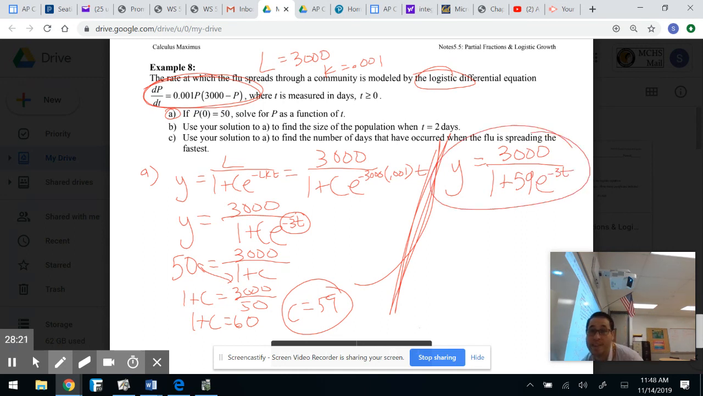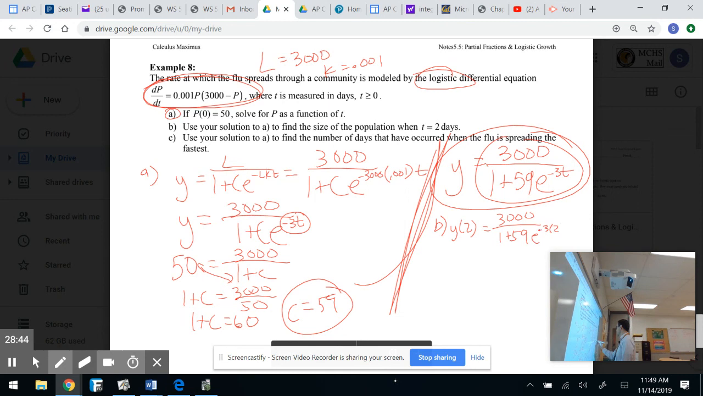Try doing that without having the formula memorized. Oh my gosh, we have 90 seconds. I'm going to try my best. A is done. B, use your solution to find the size of the population when T equals 2. So B is just Y of 2, right? You could plug that into your calculator, right? And just plug in a 2, right? That's all that bad boy is, right?